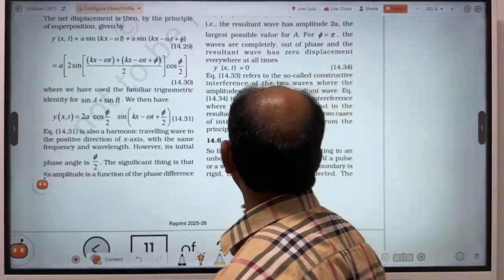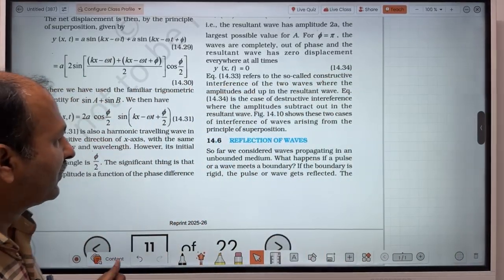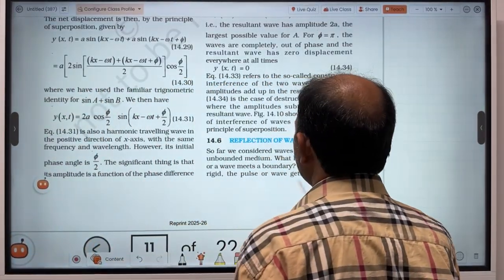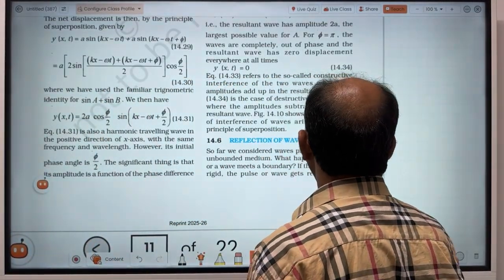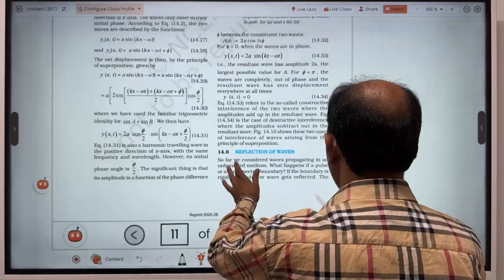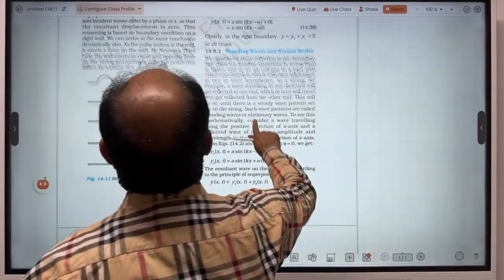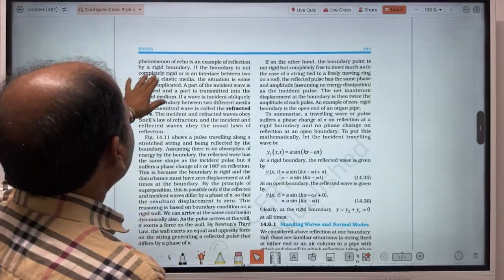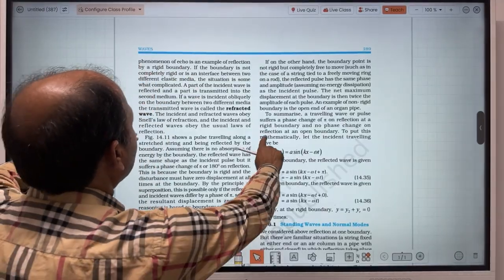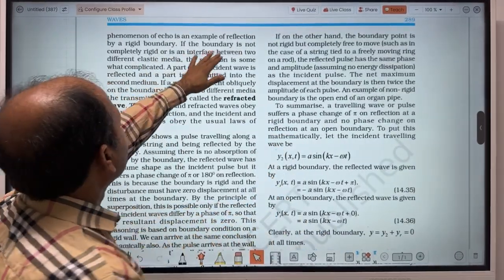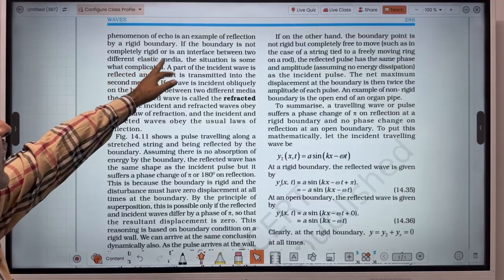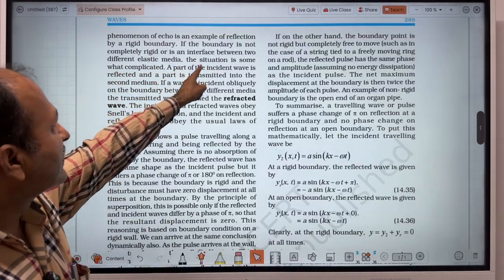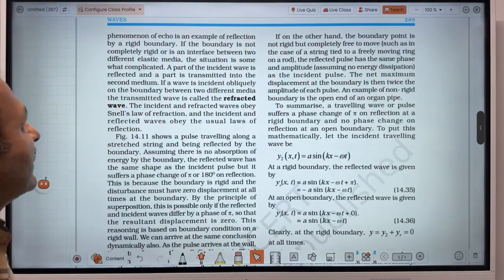Now, reflection of a wave. When a wave reflects, what happens? If the boundary is rigid, the pulses or waves get reflected, and the phenomenon of echo is an example of reflection by a rigid boundary. If the boundary is not completely rigid or is an interface between two different elastic media, the situation is somewhat complicated.